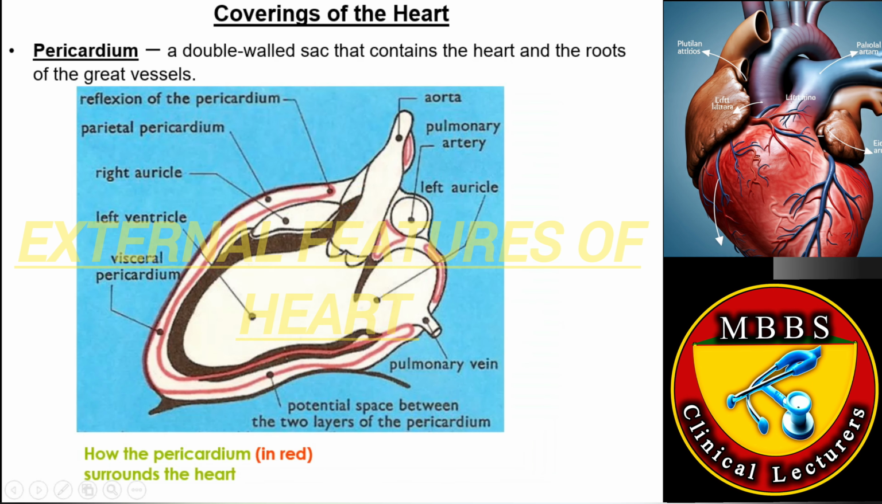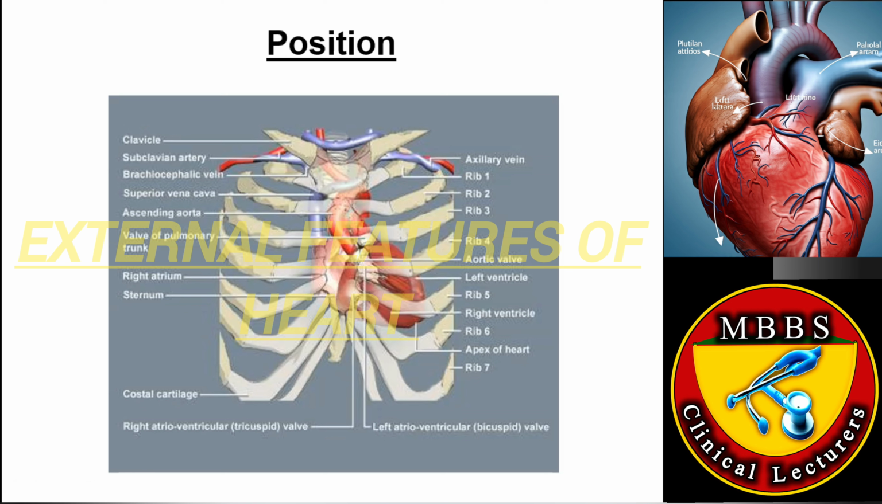In full inspiration, the apex of the heart descends more than the relatively fixed base, and the heart occupies a somewhat more vertical position. This is the area where one can hear the apex of the heart. In full expiration, ascent of the diaphragm forces the heart into a more horizontal position. So when we take full expiration, the diaphragm forces the heart into a more horizontal position rather than the vertical one.